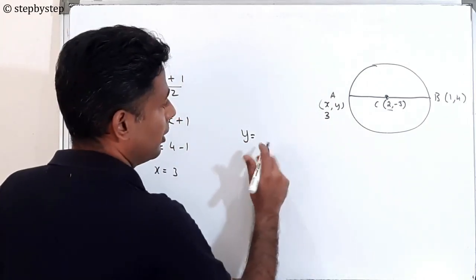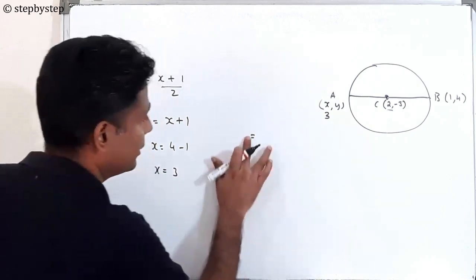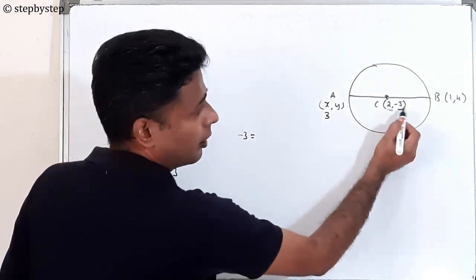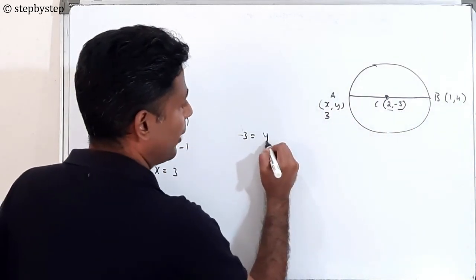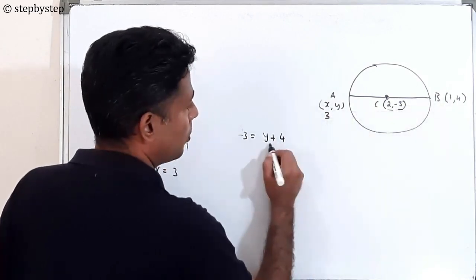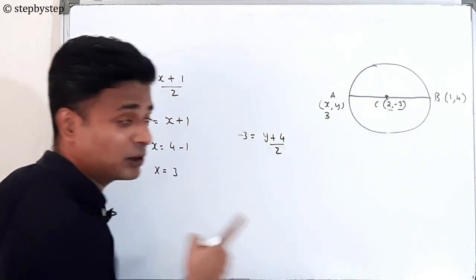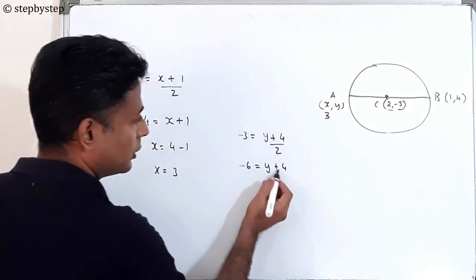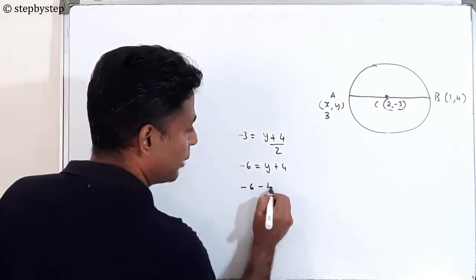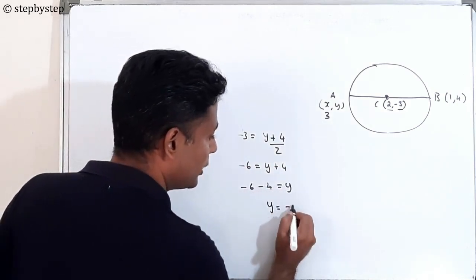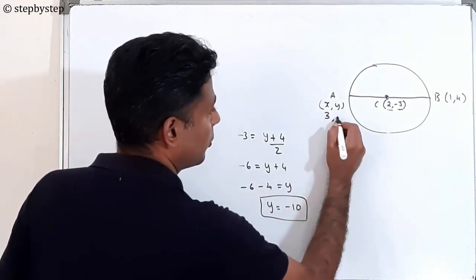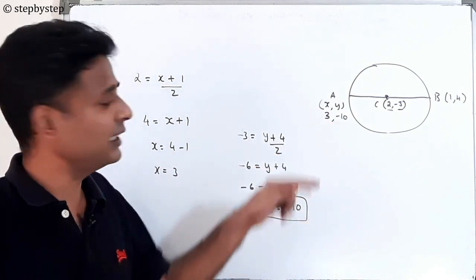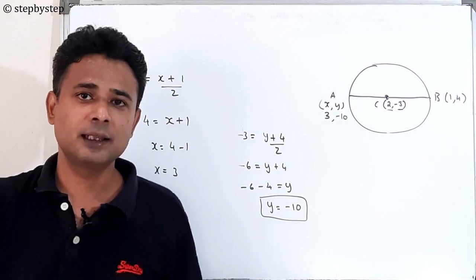Similarly y coordinate. The y coordinate of midpoint is -3. What is the y coordinate of midpoint? (y1 + y2)/2. When I transpose this side, it becomes -3 into 2. So -6 equals y + 4. So when I transpose 4 to that side, it becomes -6 minus 4 equals y. So y equals -10. So what is the y coordinate? -10. So what are the coordinates of A? (3, -10).